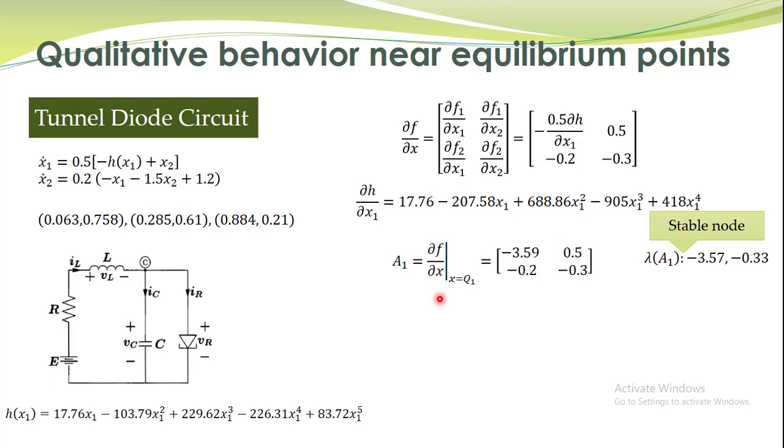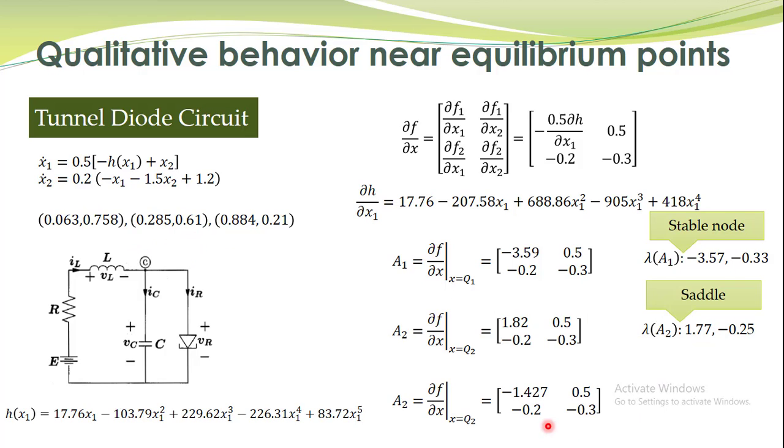Again, we can evaluate this Jacobian matrix at the second equilibrium point. This matrix comes out to be equal to this one, and we find the eigenvalues. Eigenvalues of A2 are given by 1.77 and minus 0.25. So what will be the qualitative behavior of this nonlinear system near this equilibrium point? Saddle. So the qualitative behavior of this nonlinear system near this equilibrium point will be saddle.